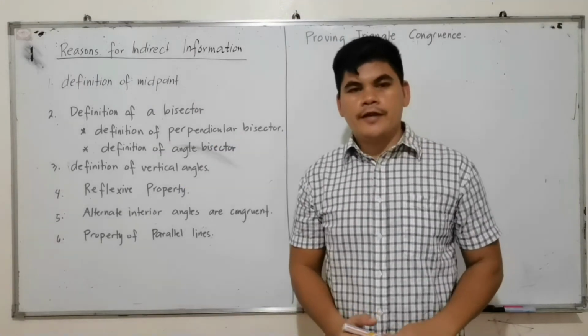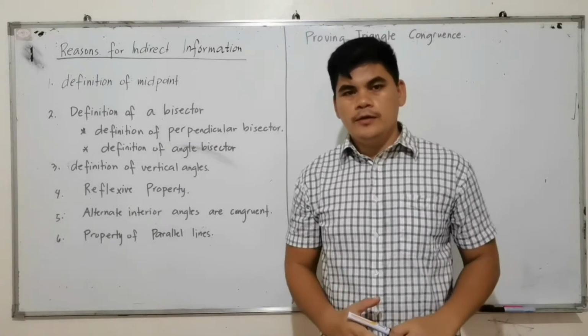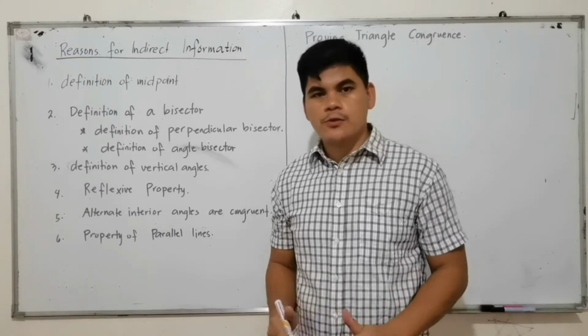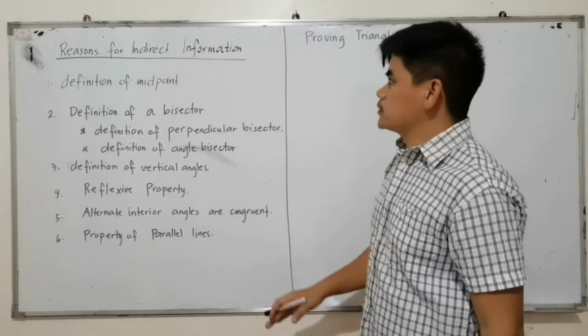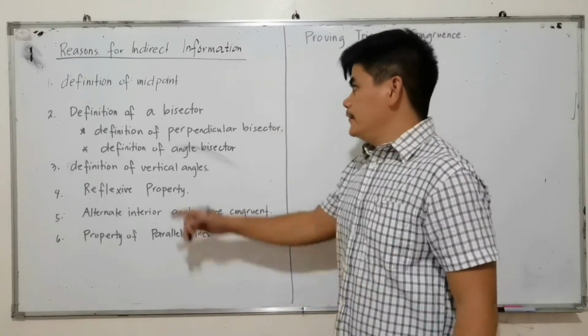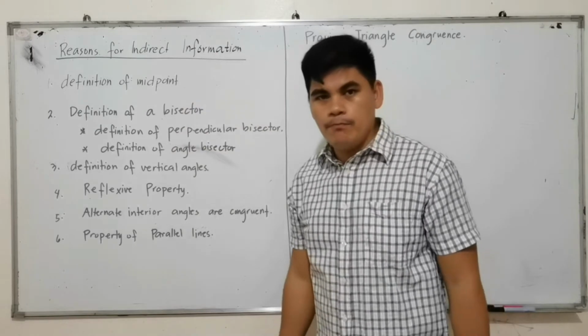The topic is proving triangle congruence. Before we proceed on proving using two-column proof, let us consider these reasons for indirect information. Number one, definition of midpoint.